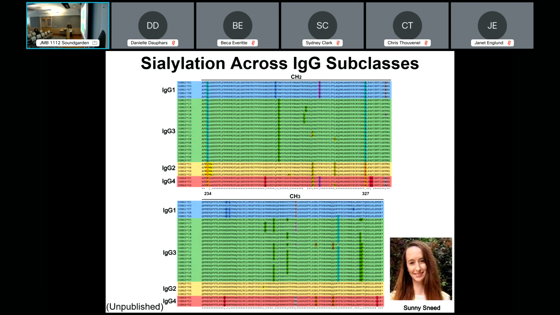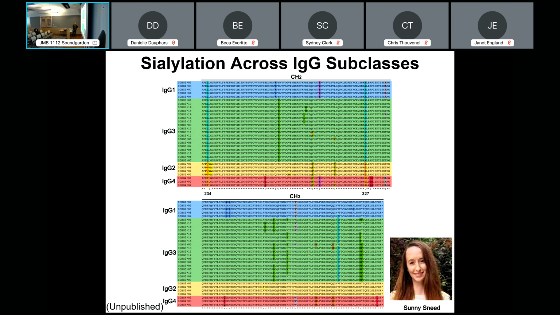We aligned the Fc sequences of all of the different allotypes of the human IgG antibodies. And we were looking for residues that were conserved in IgG1 and 3, as these are the ones that are anti-inflammatory when you sialylate them, that are different in IgG2 and 4.